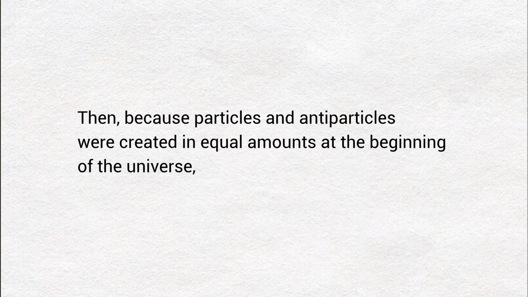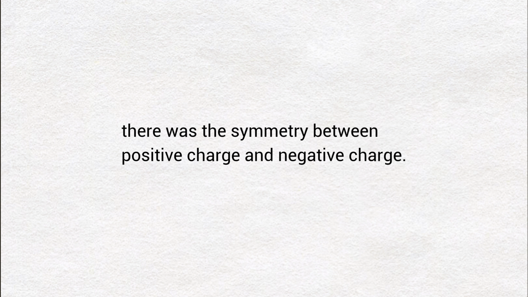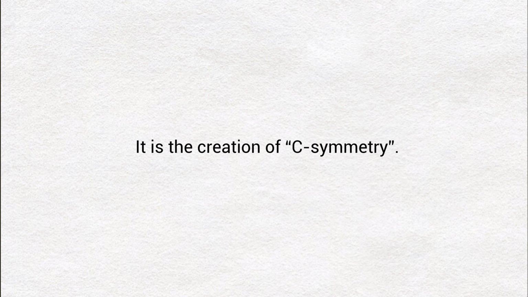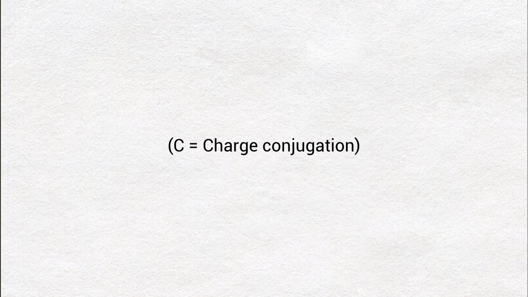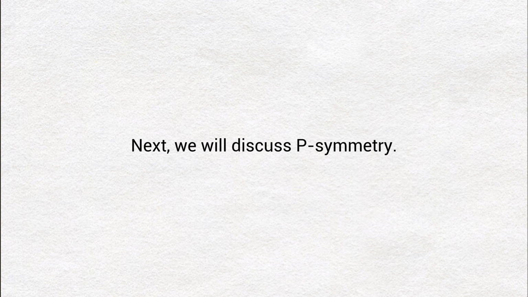Then, because particles and antiparticles were created in equal amounts at the beginning of the universe, there was the symmetry between positive charge and negative charge. It is the creation of C symmetry. C stands for charge conjugation. Next, we will discuss P symmetry.